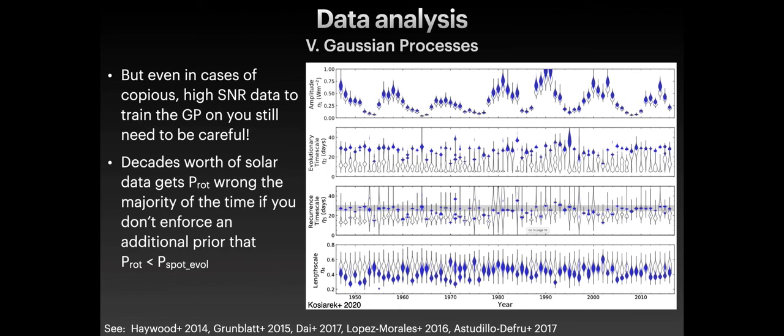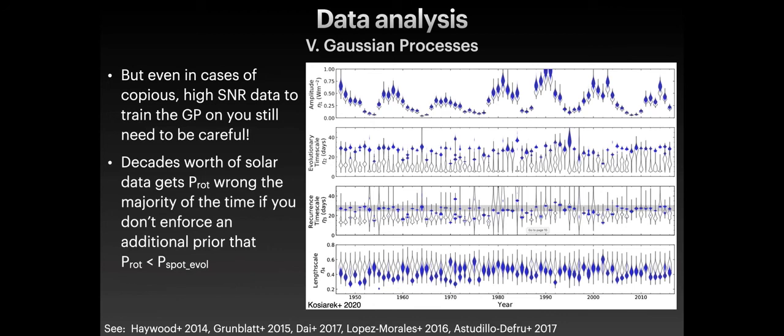And these were the results from when she just applied a GP to the solar data and let it do its best guess at fitting what the rotation period of the sun was. You can see that in the majority of these cases, the thickest part of the violin plot, the part where we think the answer is most likely to be accurate, does not overlap with the shaded bar. And that shaded bar is the actual rotation period of the sun.